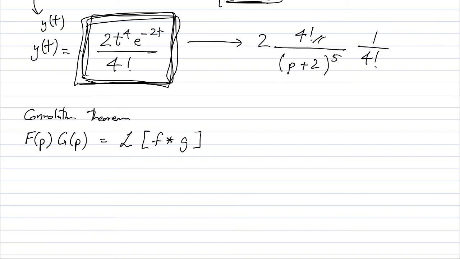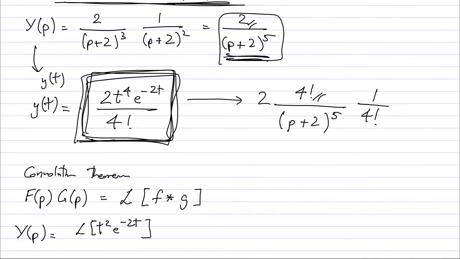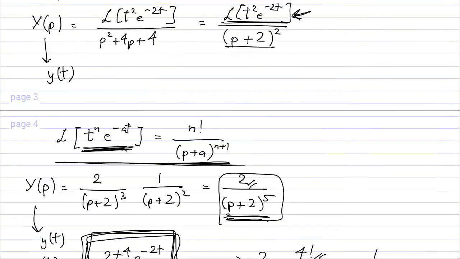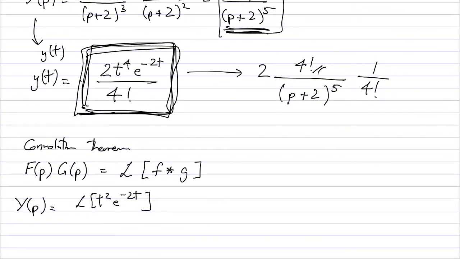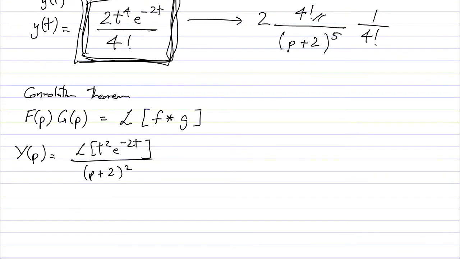So in other words, we can write down Y of p is equal to the Laplace transform of t square e raised to power minus 2t, if I'm not mistaken, yes, and you have over here divided by p plus 2 whole square. So identify over here your f.